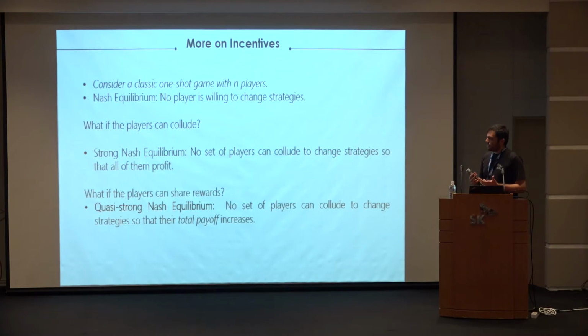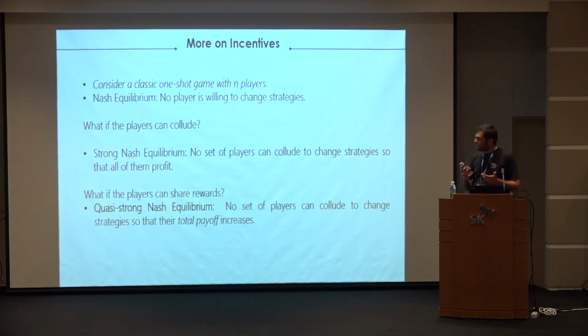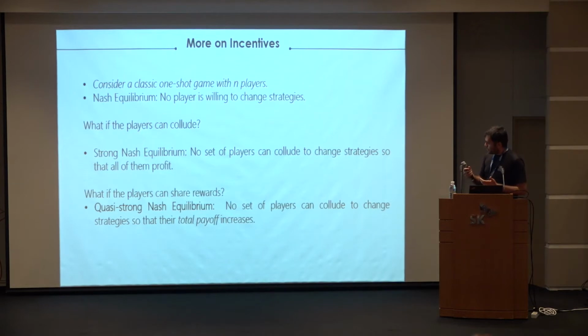But even this is not enough for blockchain games, because if I have 2 different accounts and I'm taking part in this game of random number generation using both of my accounts, I don't care if the payoff for one of them goes down, as long as the total payoff increases. So we need another notion of equilibrium, which is called quasi-strong Nash equilibrium, and it says that the game is in a quasi-strong Nash equilibrium if no set of players can collude so that their total payoff increases. And actually, quasi-strong is stronger than strong, but somehow people in the game theory community decided to call it quasi-strong. So this is the strongest notion of stability that we have.